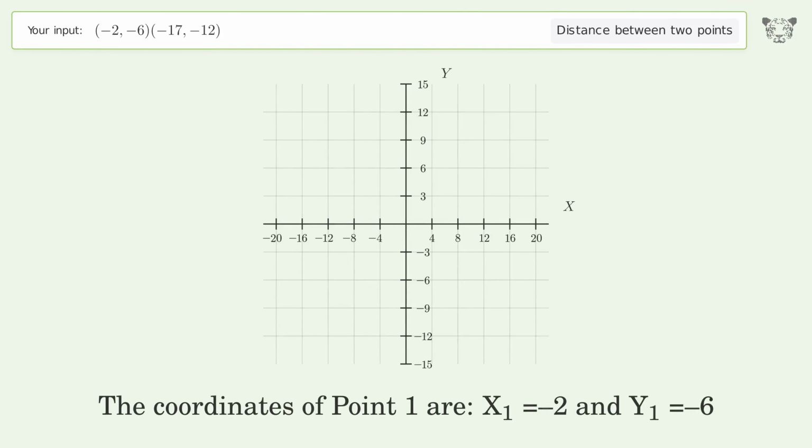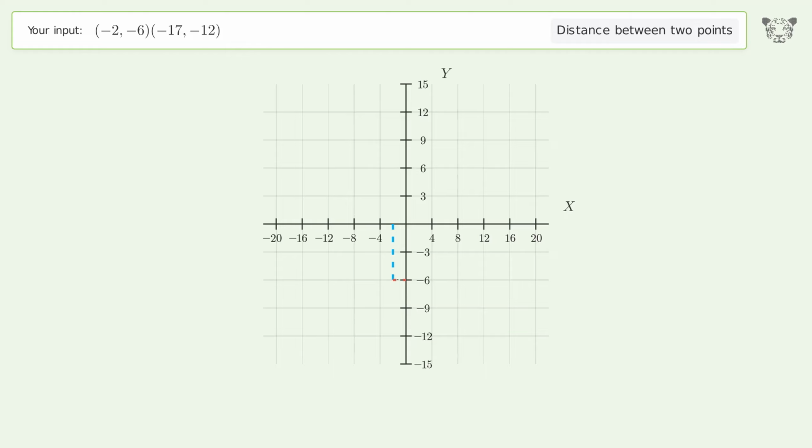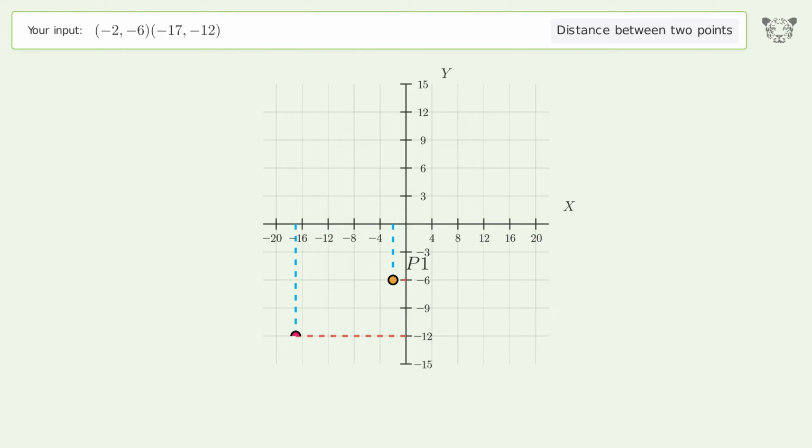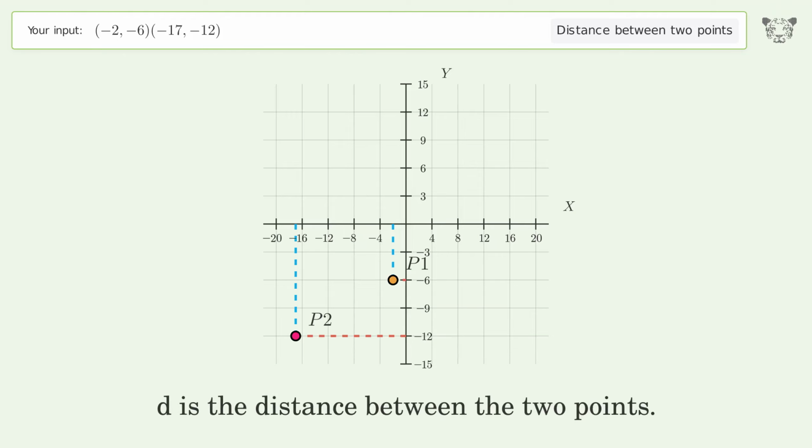The coordinates of point 1 are x1 equals -2 and y1 equals -6. The coordinates of point 2 are x2 equals -17 and y2 equals -12. D is the distance between the 2 points.